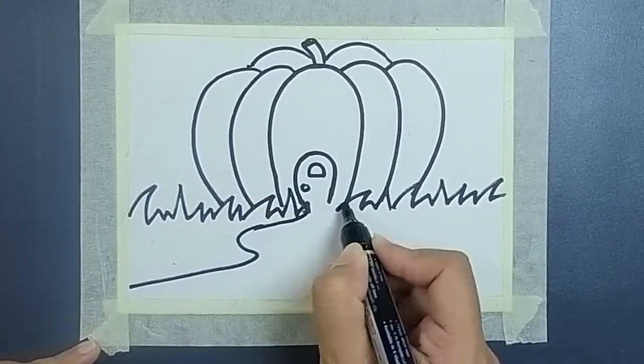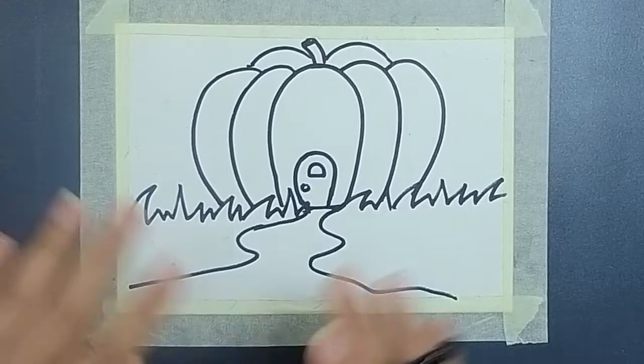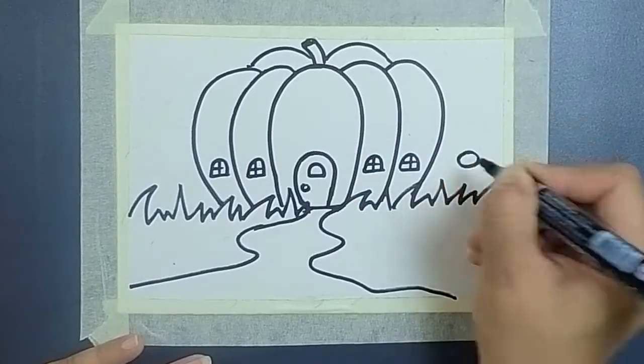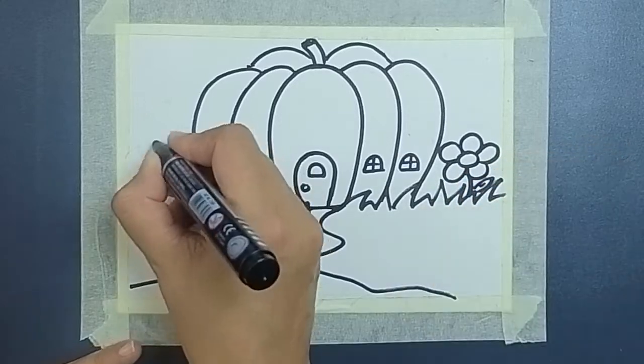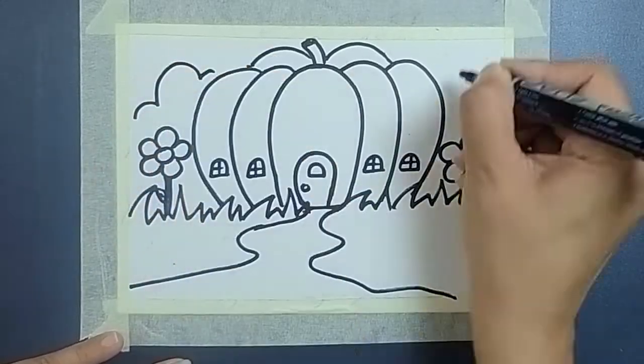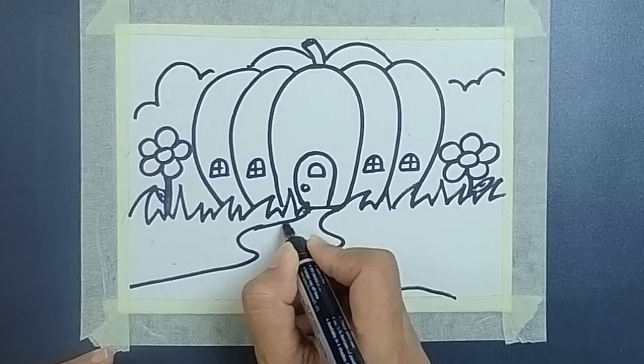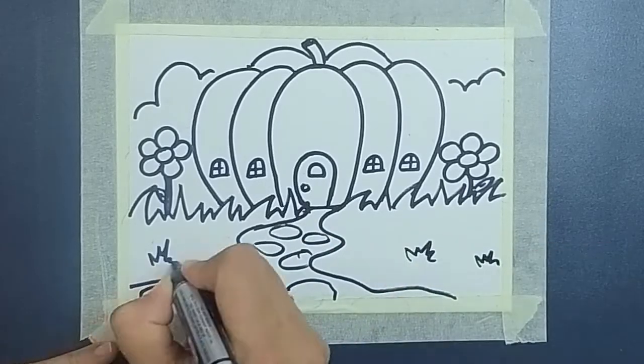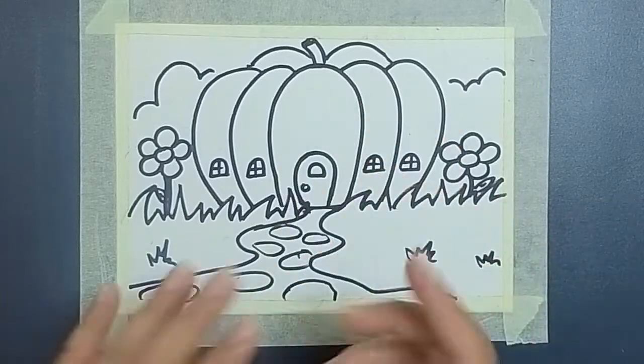Now here, as it was the door, I'll just create a path, give some effect in the sky, but still there is a lot of space. So I'll make some stones in the path, and a simple drawing is complete. Now we'll use the oil pastels to do the color.